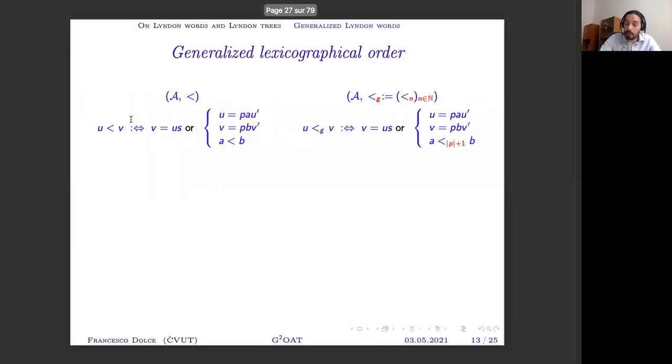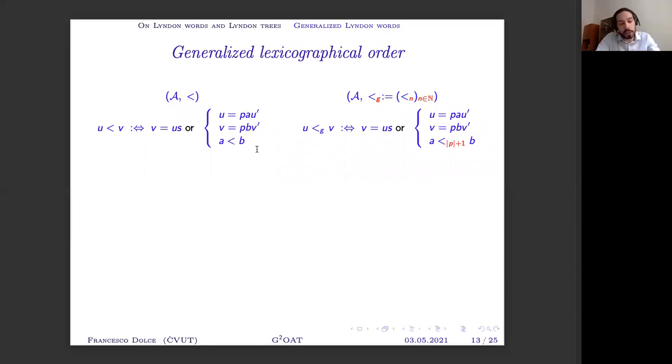Now, another interesting thing that we define is the generalized Lyndon words. But before defining generalized Lyndon words, I have to define what a generalized order is. This is the definition on the left that we saw before. For an alphabet with an order, we say that the word U is more than V if we can find either a prefix, or we consider the first mismatch, and the first mismatch is such that the letter in U is more than the letter in V.